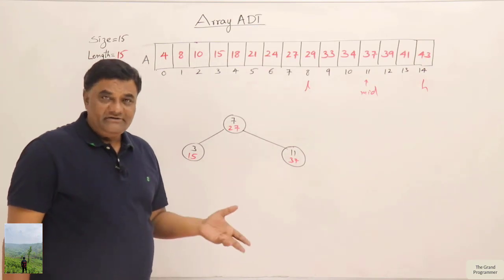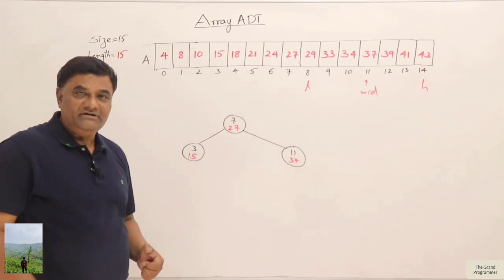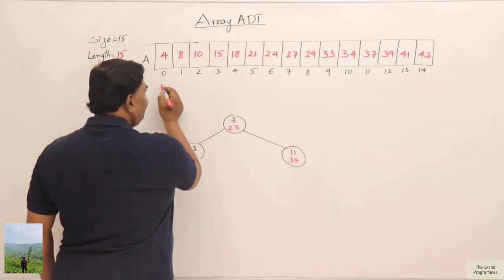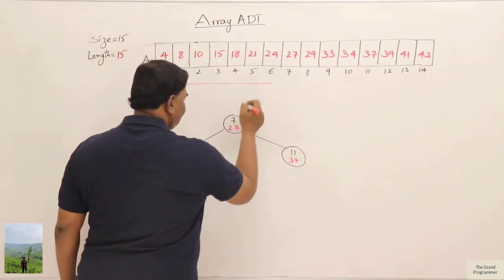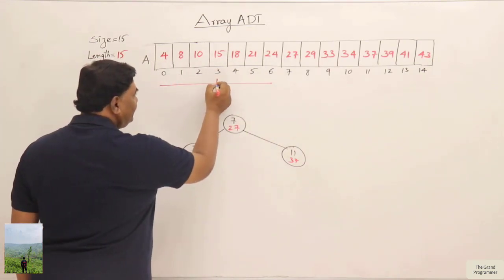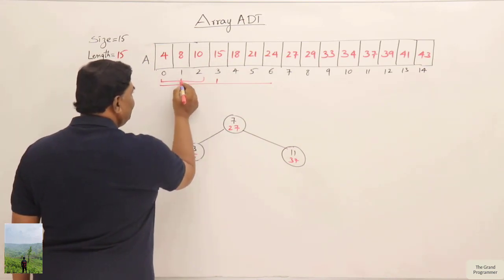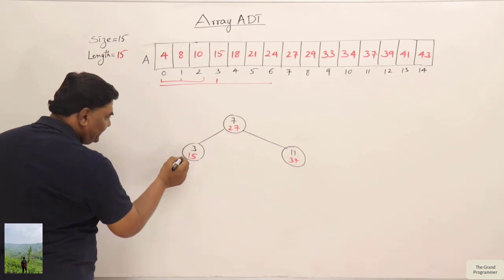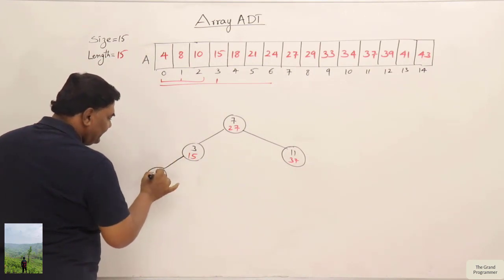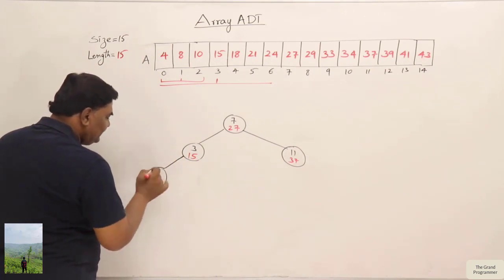What about the remaining? So I will quickly write down the remaining ones. If I take the left hand side list, that is from 0 to 6, the middle element was 3. Then on the left hand side, if I take this list, then the middle will be 8, that is index 1. So this will be index 1 and element 8.